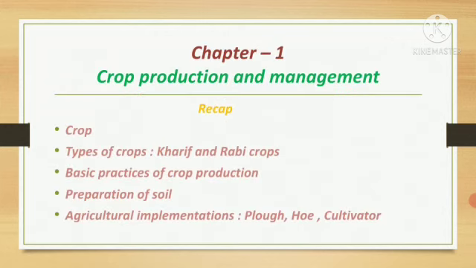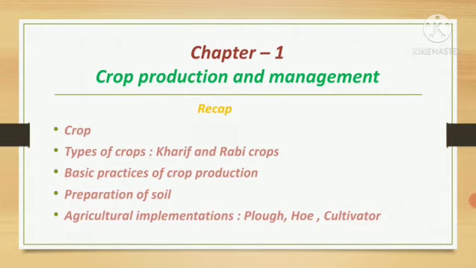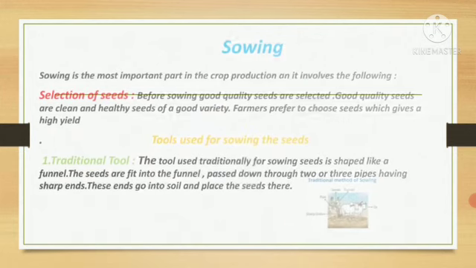Students, we have started chapter number 1, which is crop production and management, and we have discussed some of its topics in the first video. Let's have a recap on the topics that we have already discussed, which are crop, types of crops, that is kharif and rabi crops, basic practices of crop production, preparation of the soil, agricultural implements, that is plow, hoe and cultivators. Students, we have already discussed these topics. Now we will start with our next topic. So our next topic is sowing.